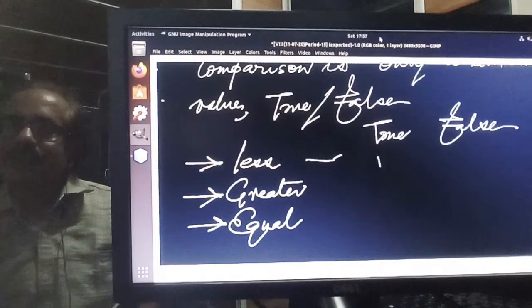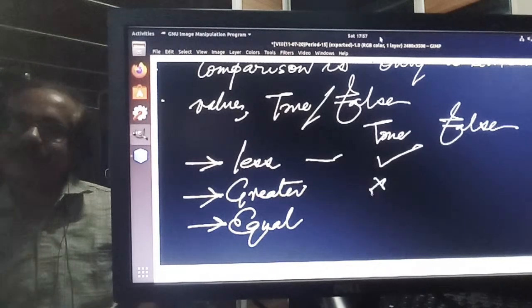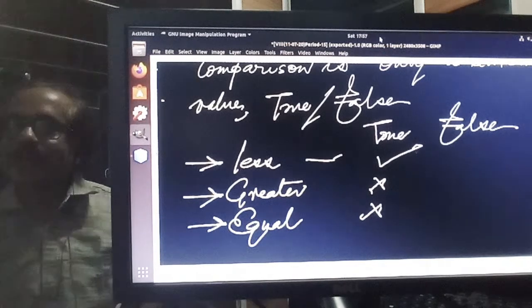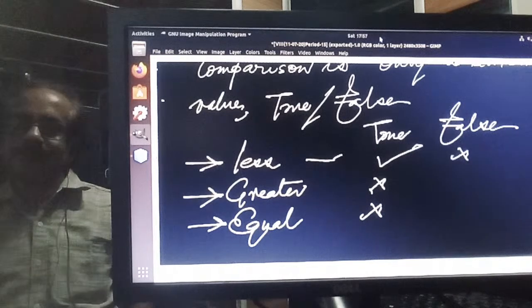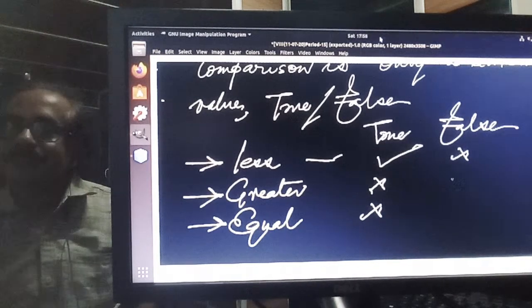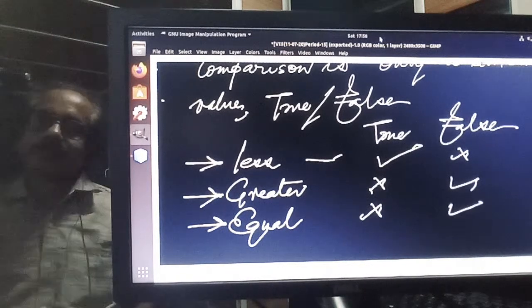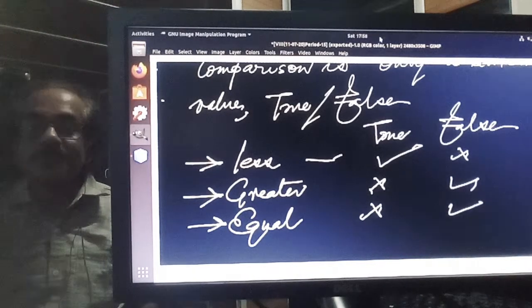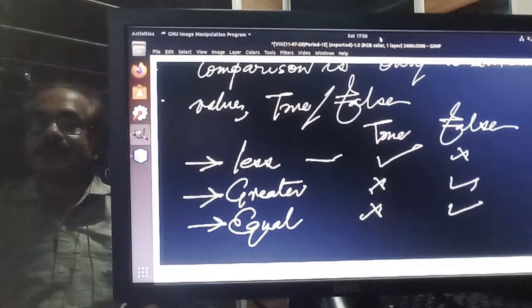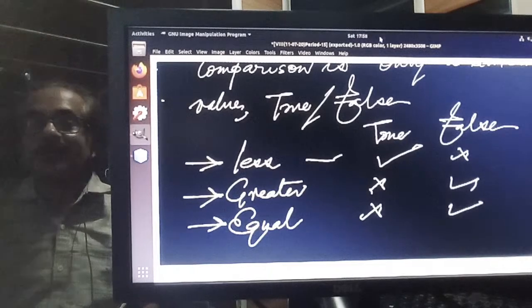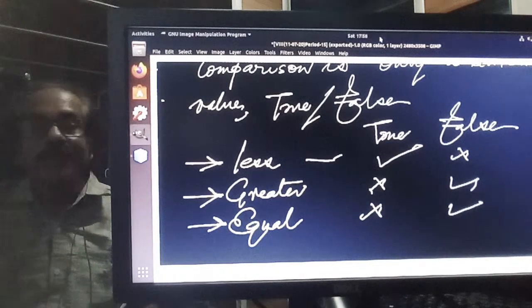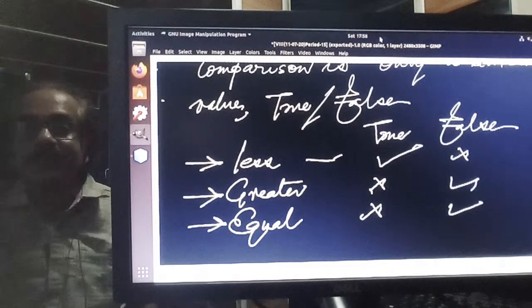If less is true, then greater is not true. Once it is less, it is done, but if it is not less, then what will happen? Here greater and equal. If it is not less, then it is either greater or equal. The possibility of less is removed, so the two quantities will be either greater or equal.